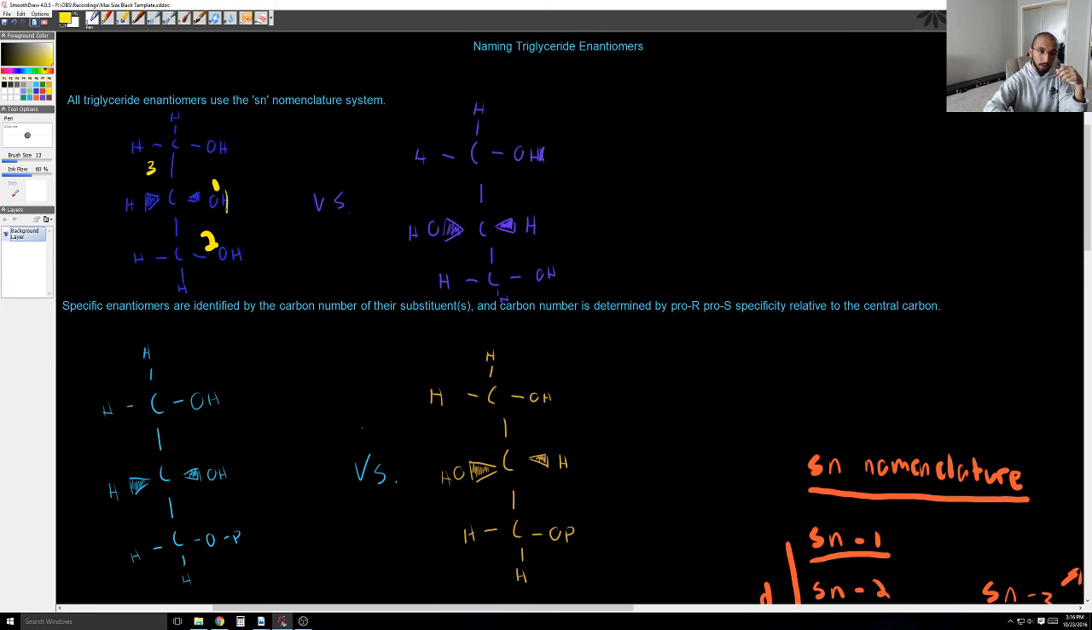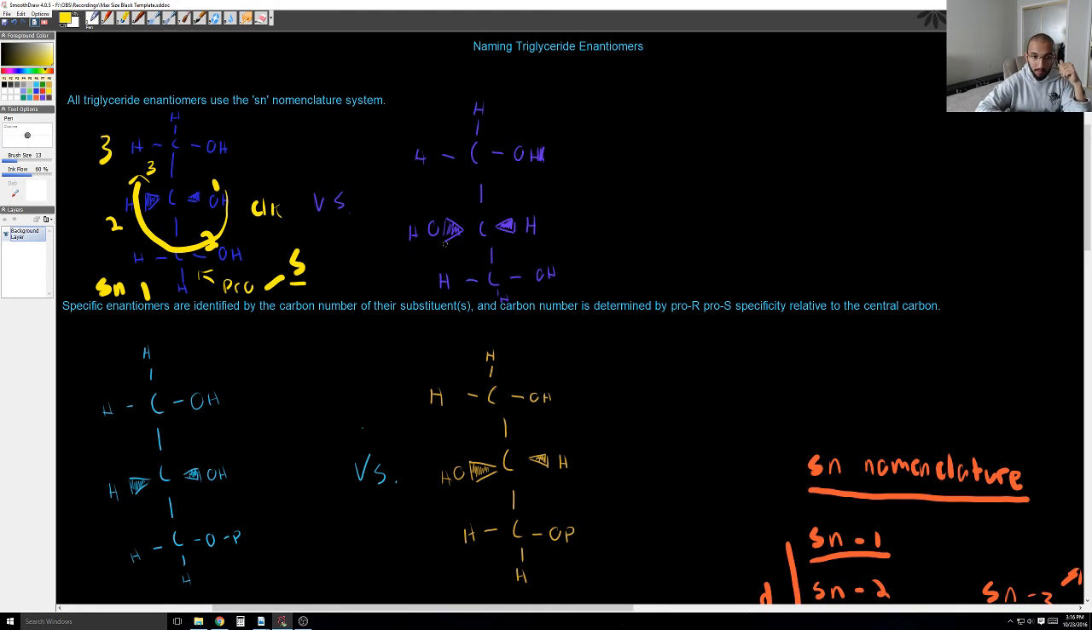So we go from 1 to 2 to 3, and this is the clockwise rotation. And because the hydrogen is in the front, we know that clockwise will give us S. So this is S. If we promote this, we get the S configuration. And therefore, yes, this is the pro-S carbon. Therefore, this is the SN1 position. This is carbon 1. This would be 2. And this would be 3.